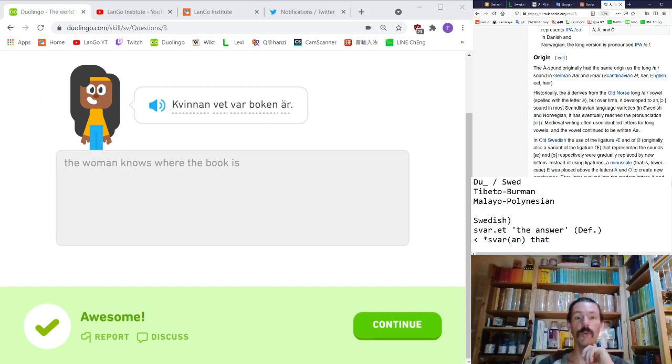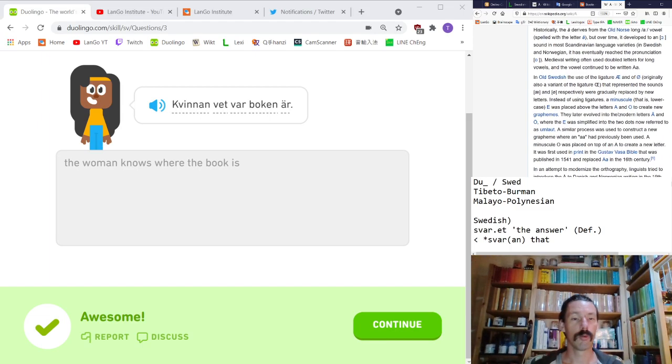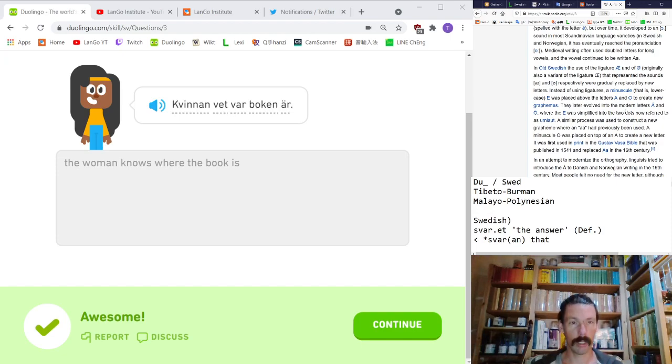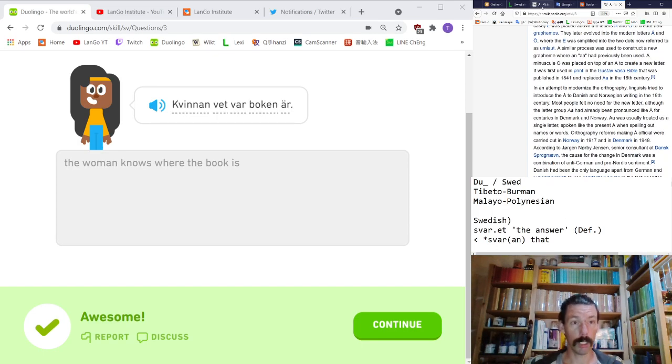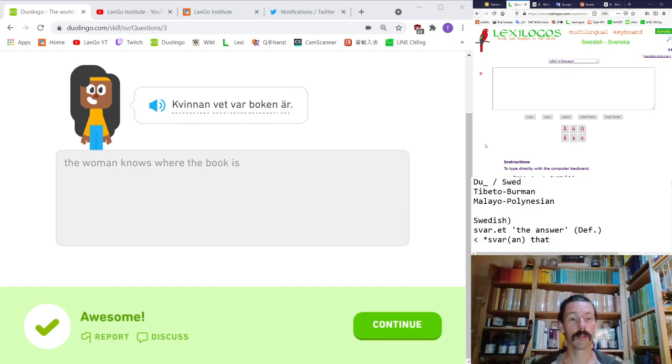Over time, it developed to an O sound in most Scandinavian language varieties. In Swedish and Norwegian, it has eventually reached the pronunciation U. Medieval writing often used doubled letters for long vowels, and the vowel continued to be written as double A. There's plenty of detail there on Wikipedia for that. Great question.